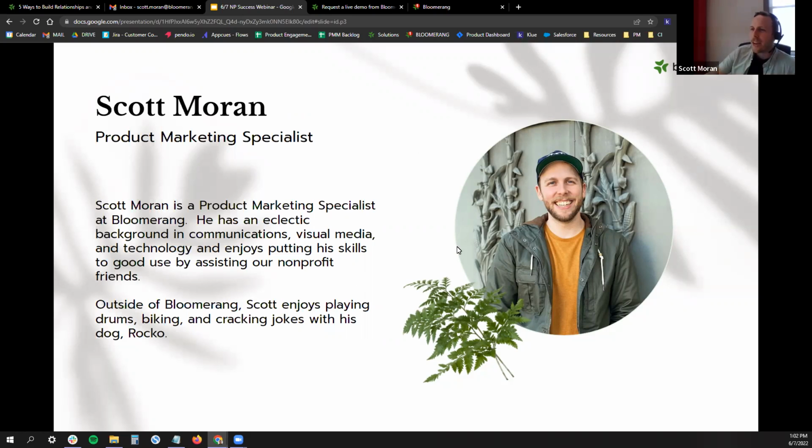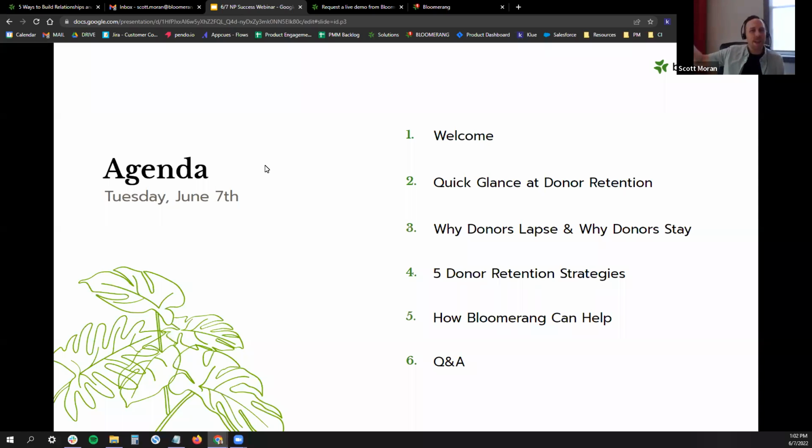So let's dive into today's agenda. We're already getting through the welcome, but up first, we're going to take a quick glance at donor retention. What is it? Why is it important? Why is Bloomerang always talking about donor retention? Some of you may have seen some of this research before, but I want to revisit it and show you again those important points of donor retention and what it means for your organization. Then we're going to dive into why donors lapse and why they stay. We're going to look at some studies on what makes donors think. Why do they stick with an organization for so many years, and why do they choose to make a donation and just drop off? And then we're going to dive into the strategies to retain donors, so what you can do.